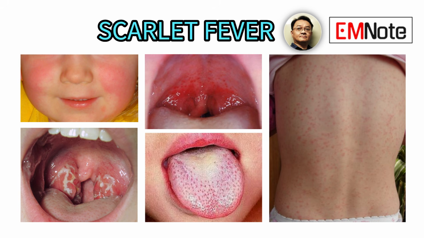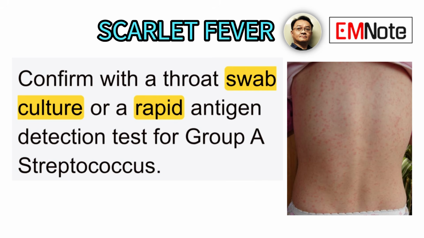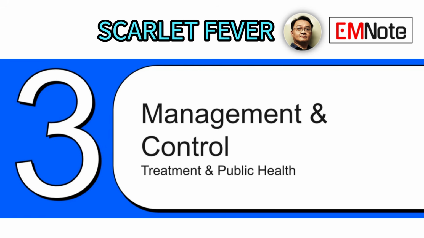So, to put it simply, the clinical diagnosis really comes down to a classic triad of symptoms. You've got the sore throat, the fever, and that sandpaper rash. If you see this combination, especially in a child, you should be thinking scarlet fever. Now, to confirm your clinical suspicion, you'll want to get a throat swab. You can either send it for culture or use a rapid antigen detection test to confirm the presence of group A strep.